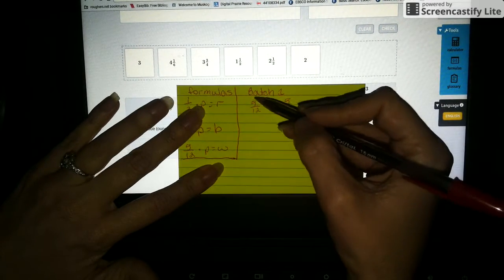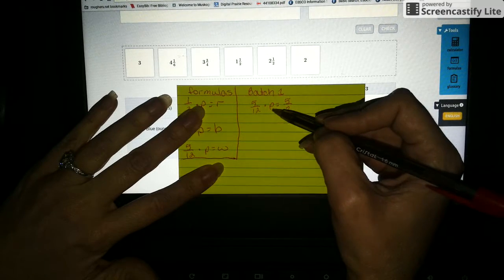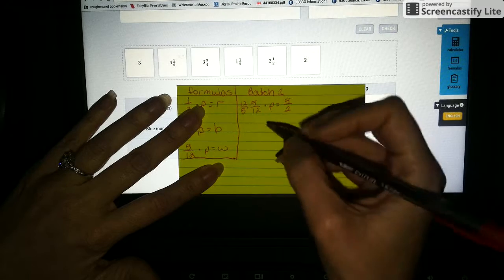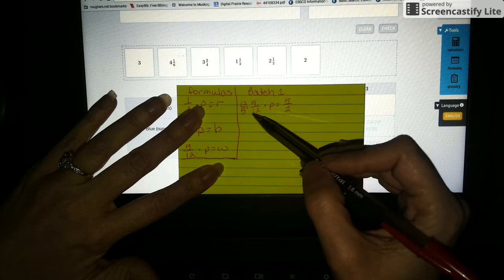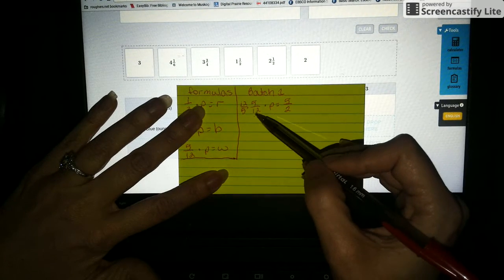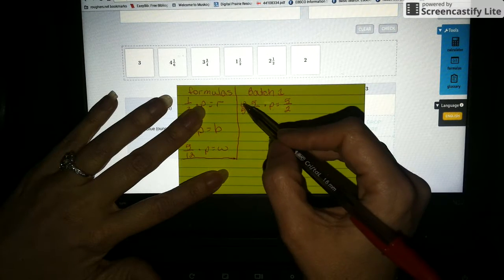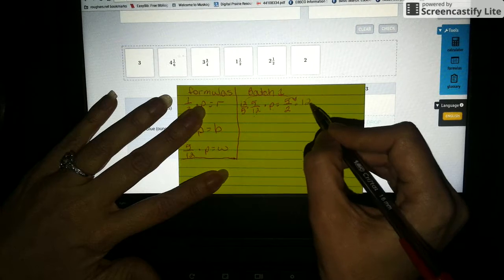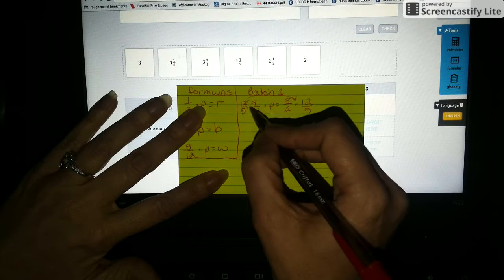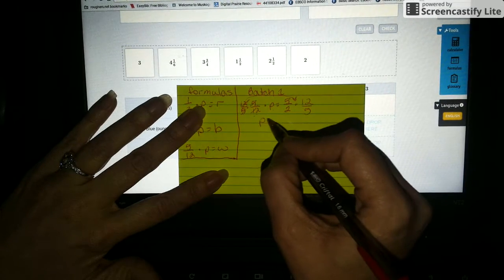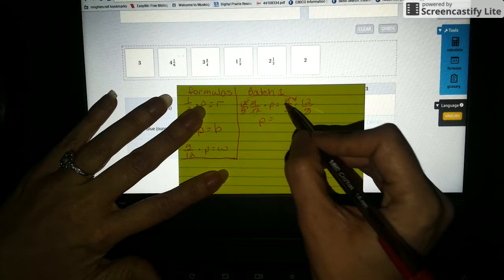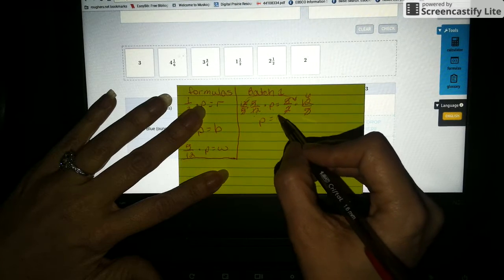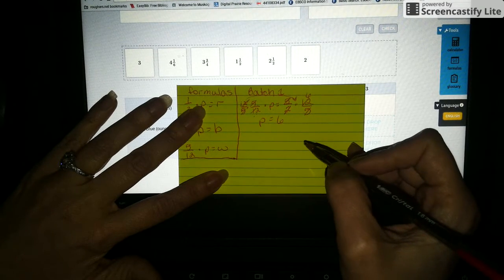Now I want to multiply by the reciprocal because I want P by itself. So the reciprocal is when you flip a fraction. That's a multiplicative identity, and so this is going to become 1. And anything I do to one side, I have to do to the other. So I'm going to multiply by 12/5. This cancels out, leaving my P. 5 will cancel out, and 2 will go into 12 6 times. So we made a total of 6 ounces of paint.